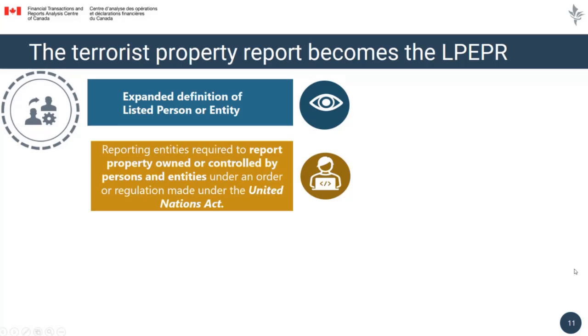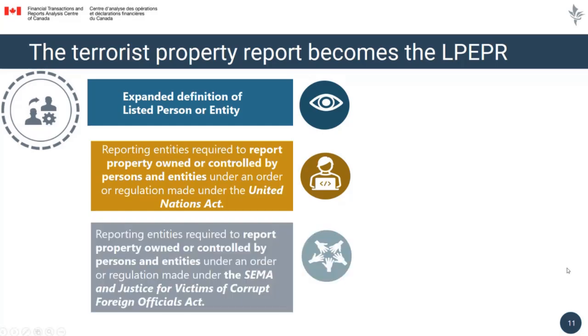Since March 2nd, 2025, reporting entities are required to report property owned or controlled by persons and entities under an order or regulation made under the United Nations Act. This is in addition to the long-standing obligation with respect to property owned or controlled by a terrorist group, as defined in the Criminal Code, or a listed person as defined in the regulations implementing the United Nations Resolution on the Suppression of Terrorism.